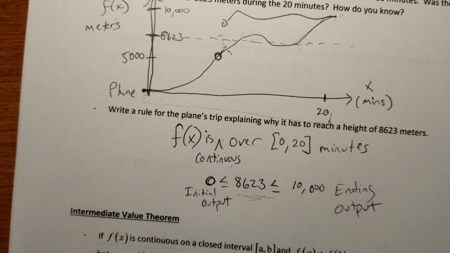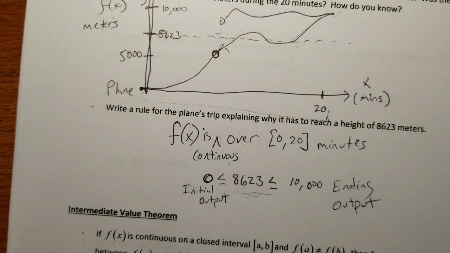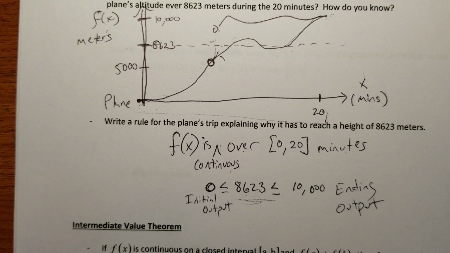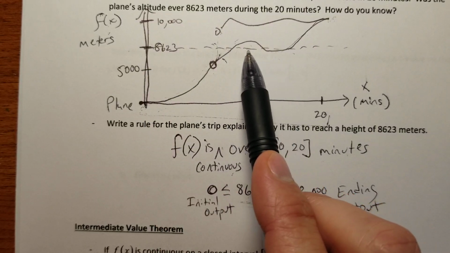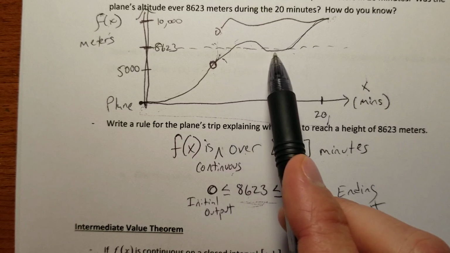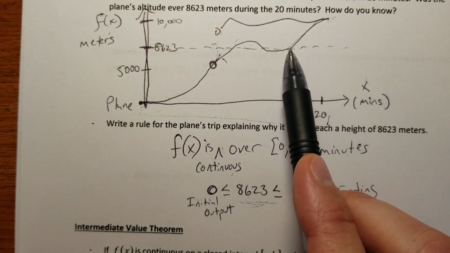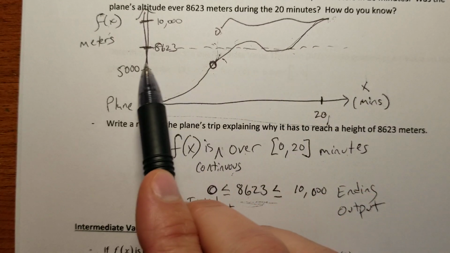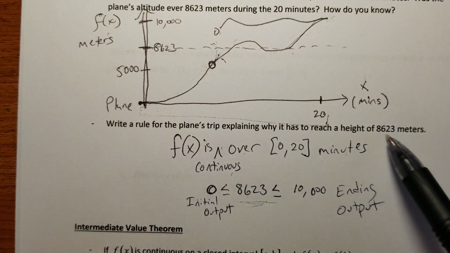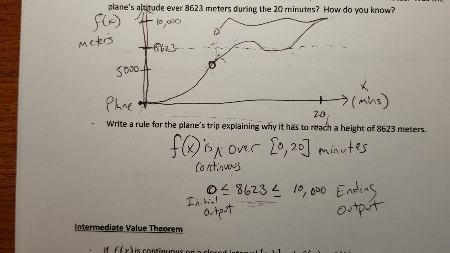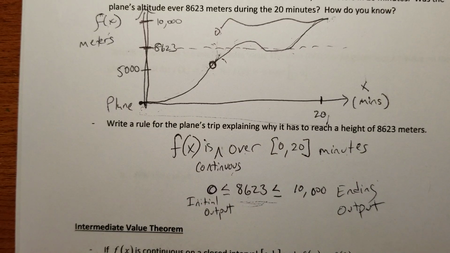Now, this doesn't assure us that we're going to hit this one time and one time only. Okay, it's just going to assure us that we hit the outputs at one point in time. In fact, 8,623, because we hit a little turbulence up here, it looks like our plane has achieved that height or that output on more than one occasion. 5,000, it looks like our plane only hit that output one time. So the assurance that we're getting here from the intermediate value theorem is that we hit those values at least one time.